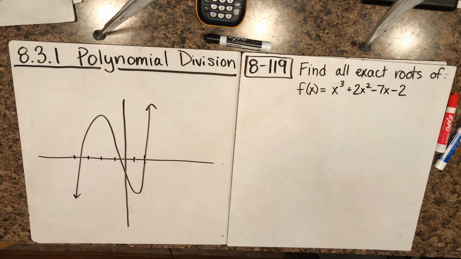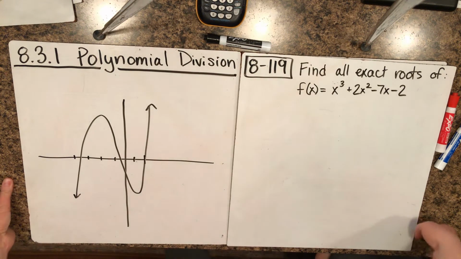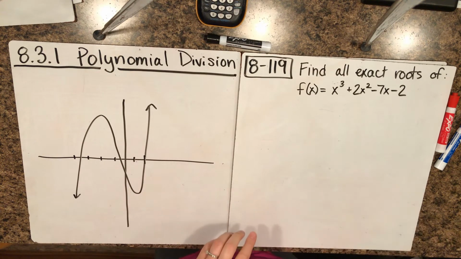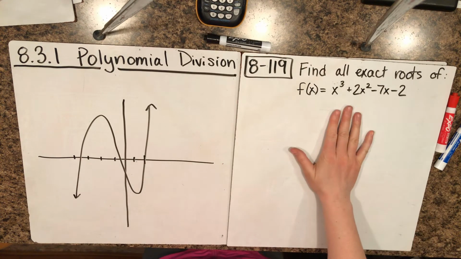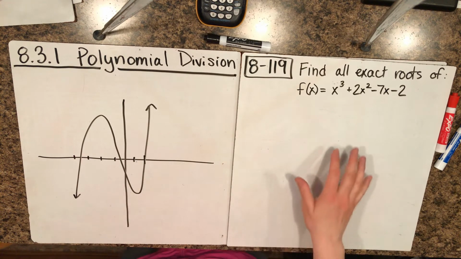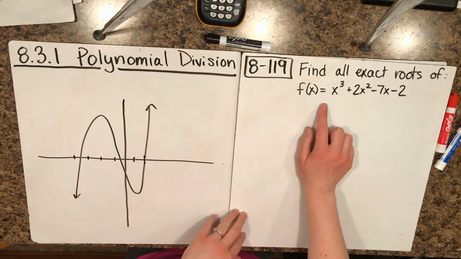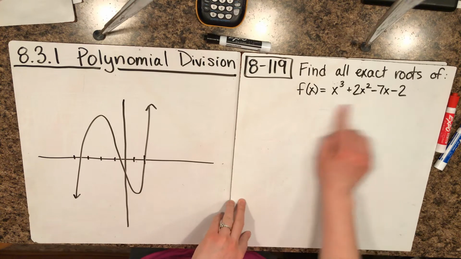All right, this is our fourth and final day of 831, and really this lesson today, this problem, rolls right into 832, and we're going to be spending a lot more time practicing this. So today is just an introduction for finding all exact roots of a given polynomial. Now, we already know some things about this polynomial.